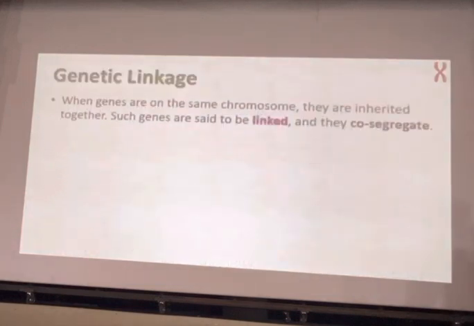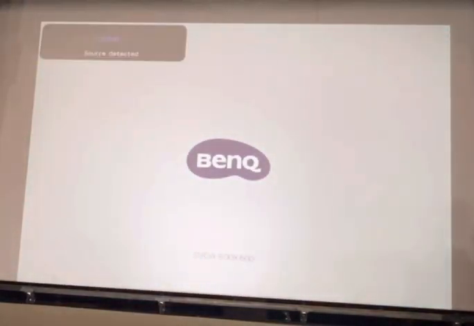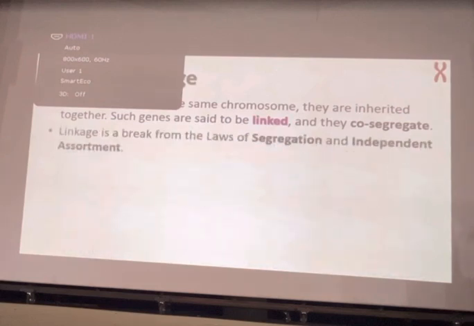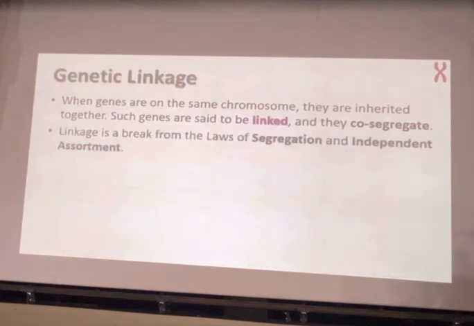Okay, linkage. When 2 or more genes are on the same chromosome, they break the law. They don't go with the laws of segregation and independent assortment. They are linked genes and they co-segregate.